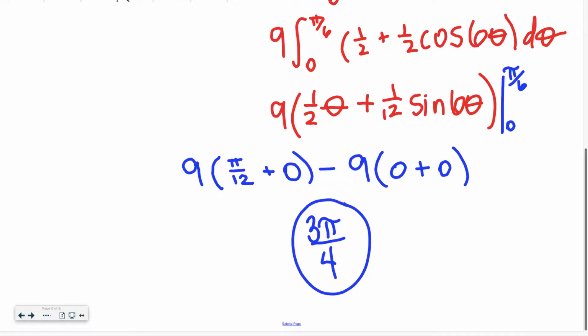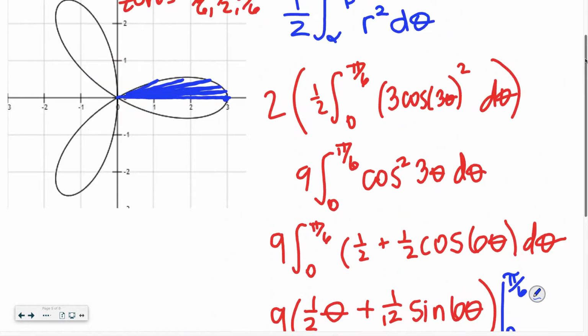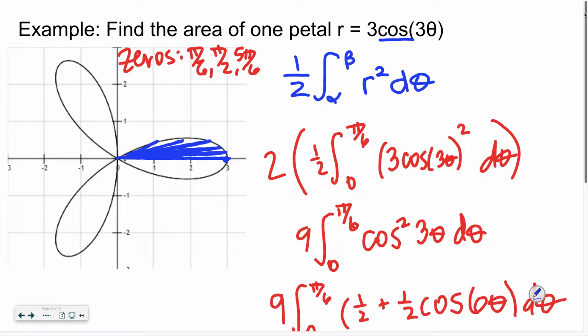Now, let's talk about if I asked you for the area of all the petals. You just multiply by 3. Yes, find one and then multiply it. Or in this case, we could have found half of a petal and multiplied it by 6. It's 9 pi over 4. That's the area of the whole thing. Got it.